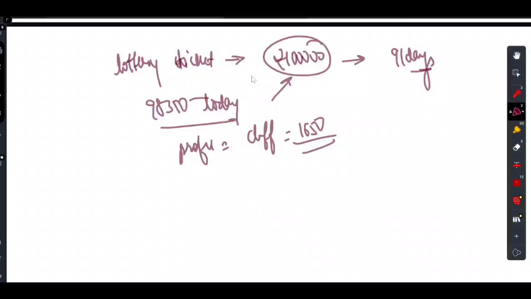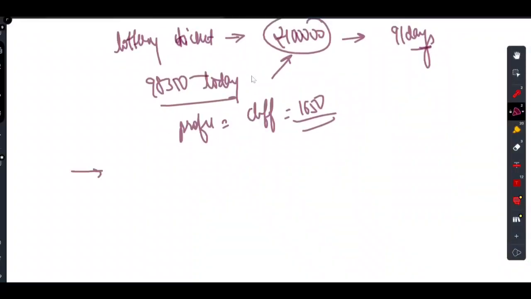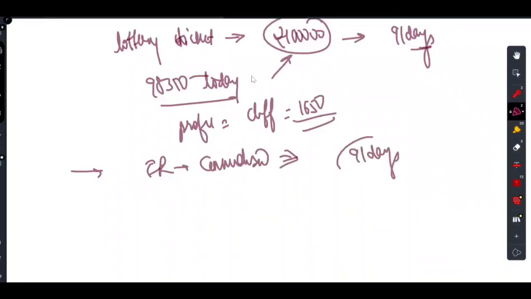But here is the catch. When you brag to your family about how much money you made, you want to compare it to a normal bank savings account. Banks always advertise their interest rate for a full year, on an annualized basis. You've only held this ticket for 91 days.